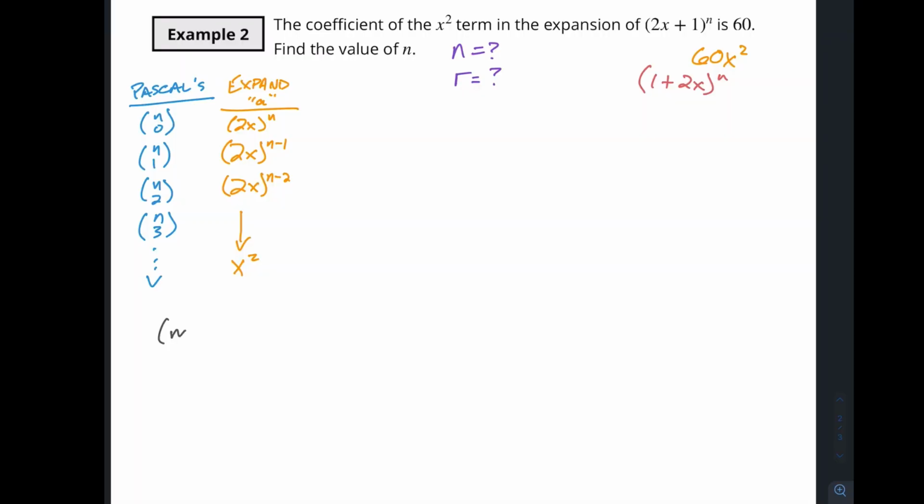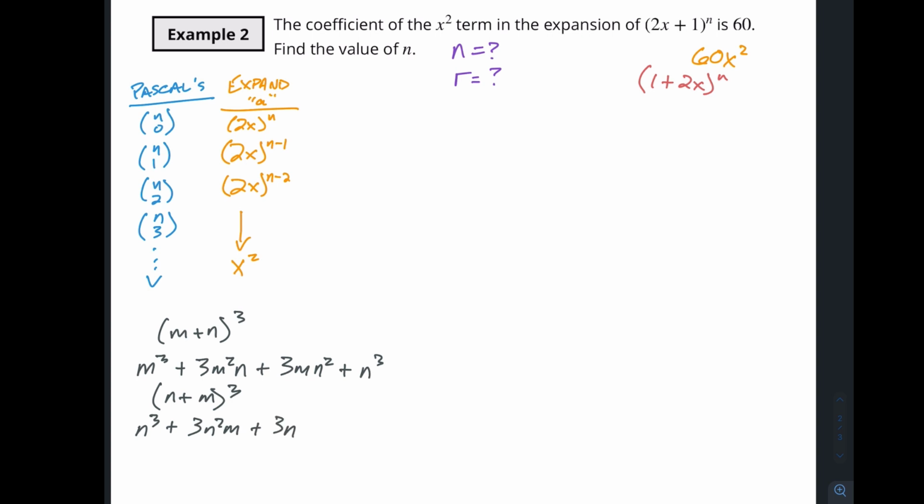Now you might be saying, well, wait a minute, you can do that? You can't just change that. So let me show you why I do this. If I started with (m + n) to the third power, let's say, I know that's going to expand out to m cubed plus 3m squared n plus 3m n squared plus n cubed. And if I took (n + m) cubed, then I would have n cubed plus 3n squared m plus 3n m squared plus m cubed.